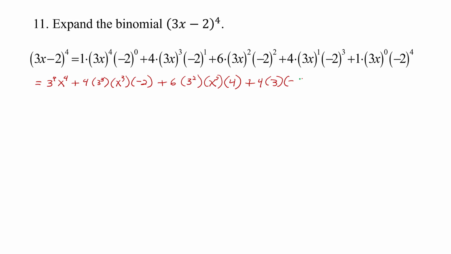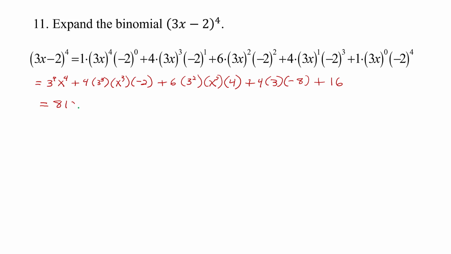2, 4, 8, it would be negative 8. And then we have plus 1 times 3x to the 0, which is 1, plus negative 2 to the 4th, which would be positive 2, 4, 8, 16. Okay, I probably could have worked with the 3's too as I went along, but let's go back and grab 3 to the 4th is 3, 9, 27, 81.